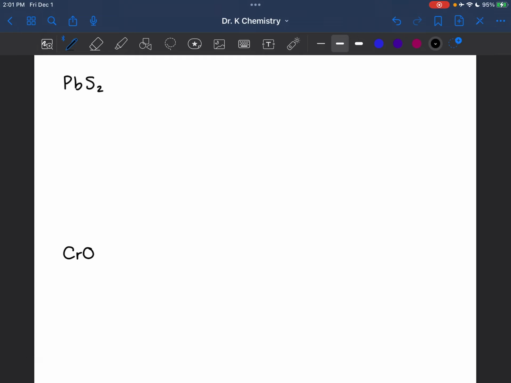Okay, let's try this one. Here the first element is lead, so I will call that lead, and then in parentheses we'll indicate the charge of the lead when we figure that out. The second element is sulfur. Keep in mind that we're going to change that ending to IDE, so that will be lead sulfide. And then I need to indicate the charge on lead.